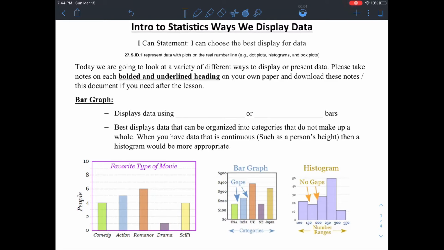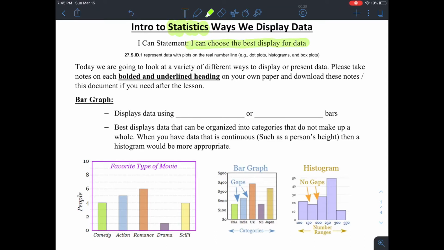As you know, we closed out last week with our Unit 9 test, and so this week we are going to start our last unit of the year. This unit is on statistics. So today will be our intro to the unit, and we will talk about different ways that we display data. Today's I can statement is I can choose the best display for data.